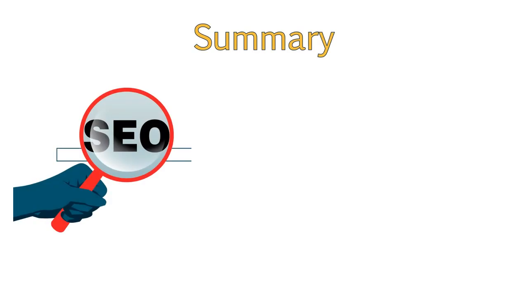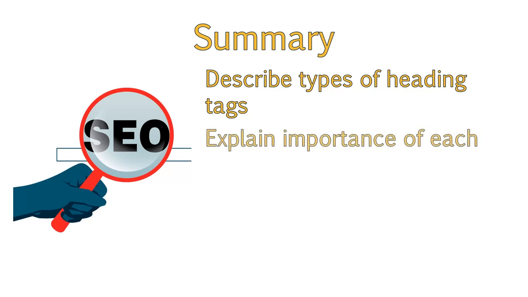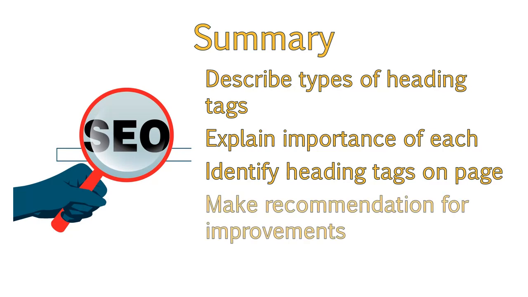You should now have an understanding of the different types of heading tags on a page and the importance of each within an on-page optimization strategy. You should be able to identify heading tags on a page, as well as the type of heading tags you are looking at. In addition, you should be able to make recommendations for improving heading tags within the page, whether this is adding heading tags, removing heading tags, or incorporating keywords into existing headings.